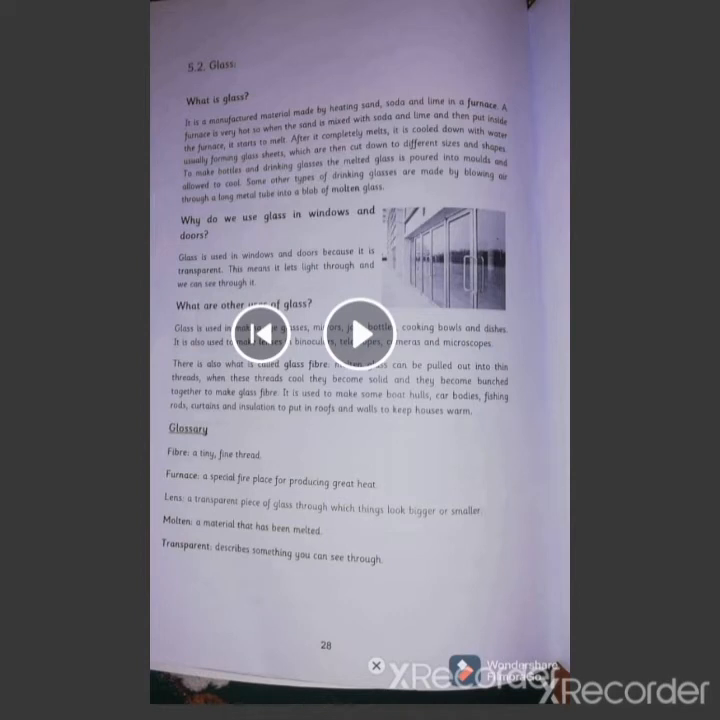Okay, let's continue. Like they said, there are many other uses of glass. We use them in glasses, like seeing glasses, and telescopes and binoculars. We use them to see through other things. And there's also what we call glass fiber.